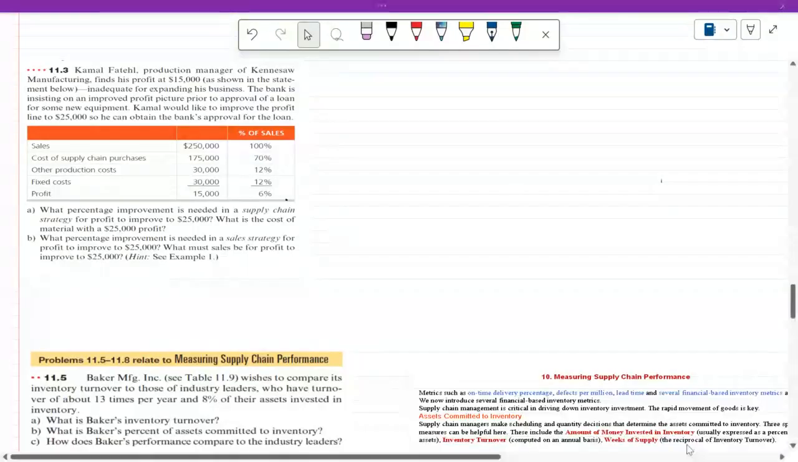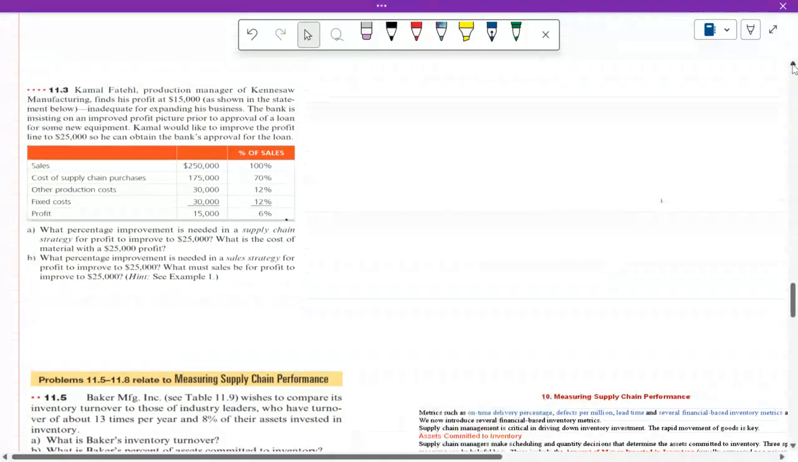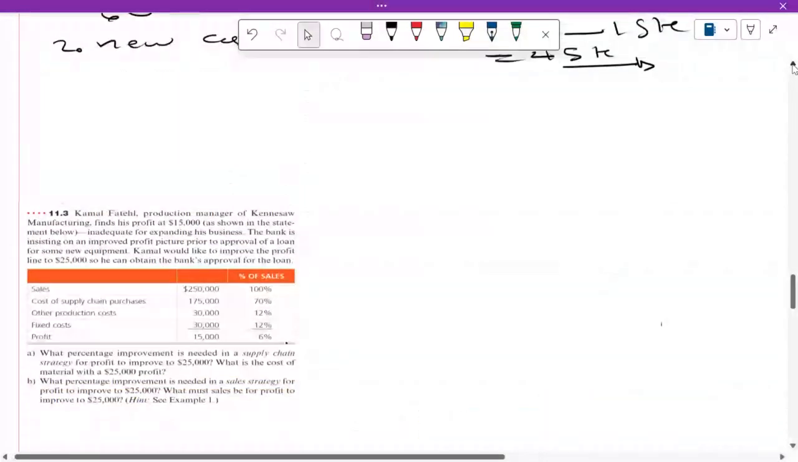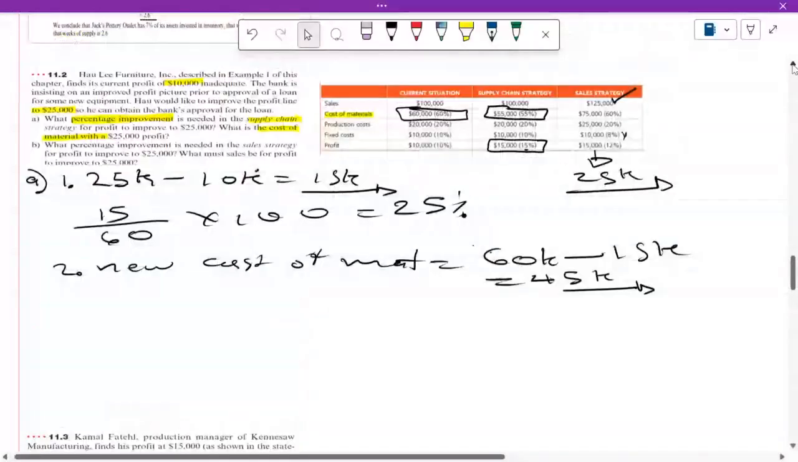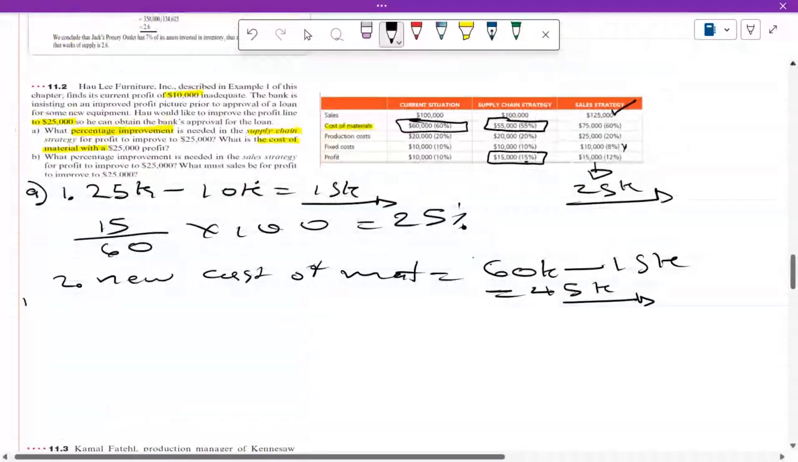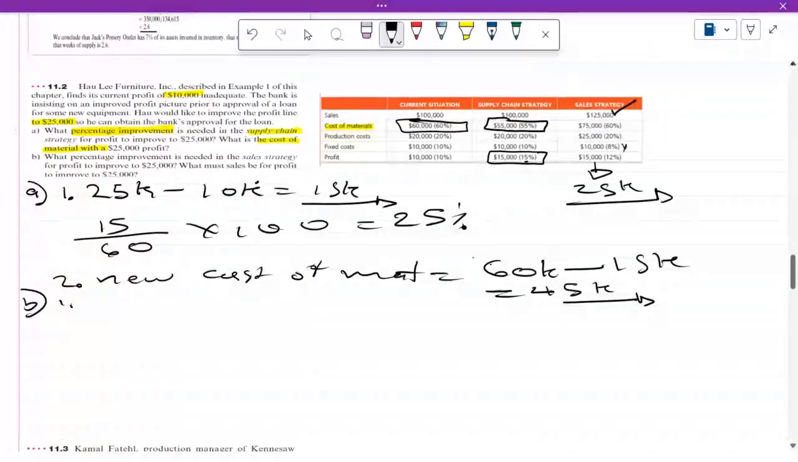Firstly, they're going to ask us about, two screens, guys. The cursor just disappears, guys. Don't blame me. B1. What do they want? The percentage improvement needed in the sales strategy for the profit to improve to 25,000 rand. How much and what must be the sales for the profit to improve to 25,000 rand? So they want to know the percentage improvement, something similar to what we have done here in the first.